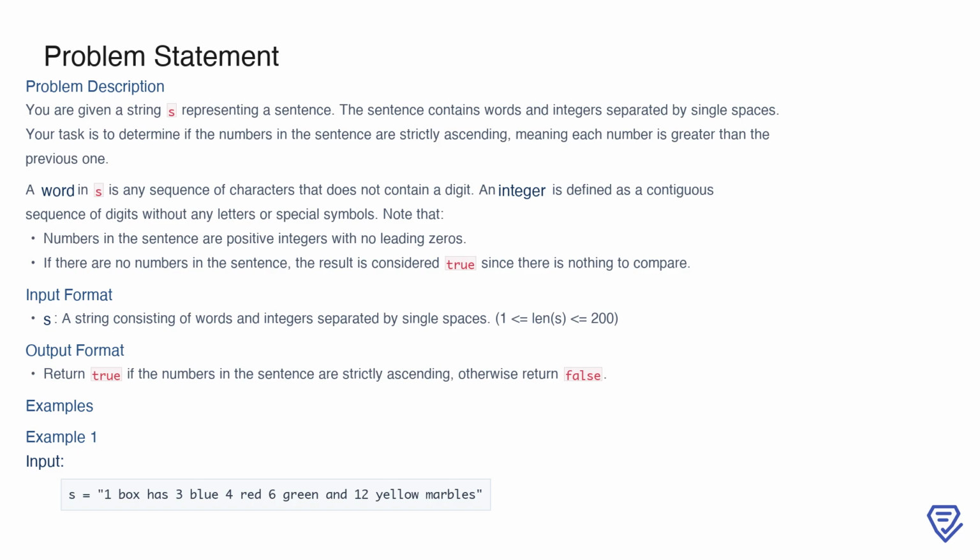Now, a word in this sentence is any sequence of characters that doesn't have digits, while an integer is defined as a series of digits without any letters or special symbols in between. Additionally, the numbers will always be positive integers, and they won't have any leading zeros. If there are no numbers in the sentence, the result should be true because there's nothing to compare. The input is a string S, with a length between 1 and 200 characters, and the output is a Boolean value indicating whether the numbers are in strictly ascending order.